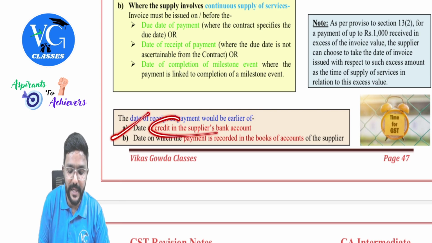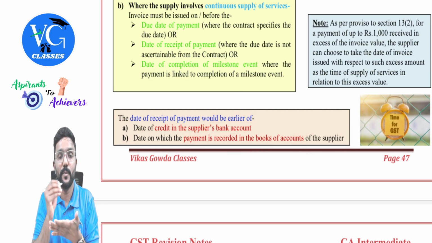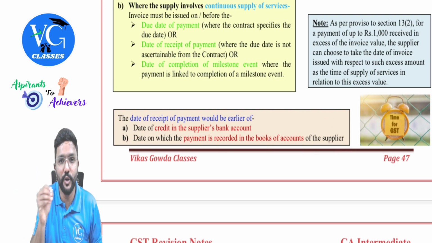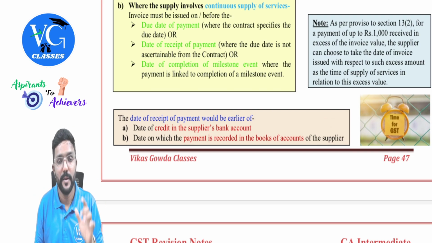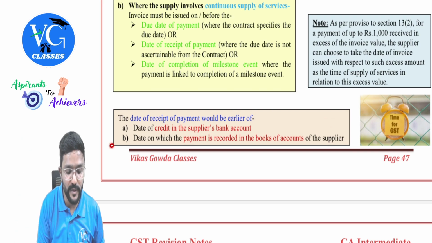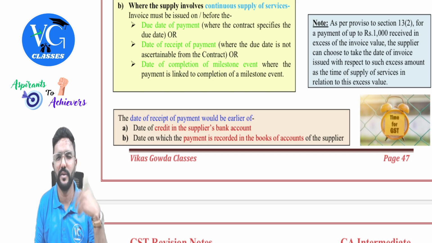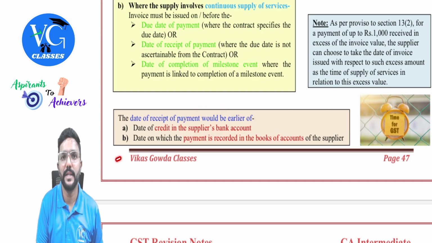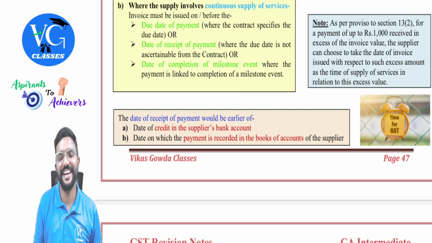Date of credit in the supplier's bank account or the date on which payment is recorded in the books of accounts of whom? Supplier. So the supplier will pass the entry, bank account debit to so and so. Correct? So when did he debit that bank? In his books of accounts. Please be careful. His bank account would be credited. The balance will increase. But I am talking about the books of accounts. As and when you receive the amount, you would have debited bank or cash. So we will consider the payment is received through bank. So when did he pass that entry? So the date of credit in the bank account or the date on which the receipt entry is passed in the books of the supplier, whichever is earlier, guys.